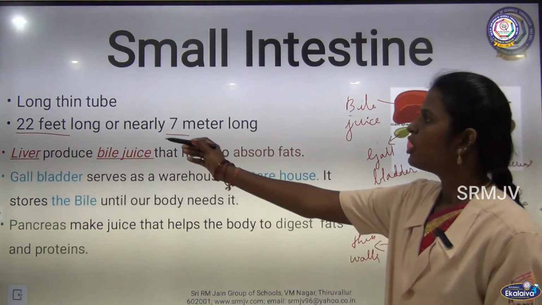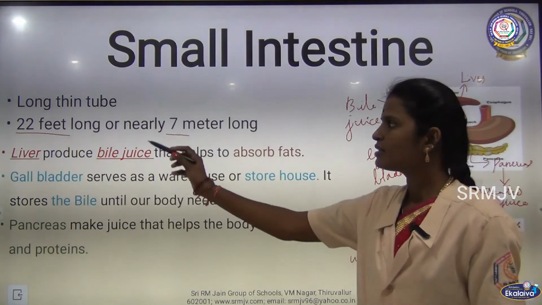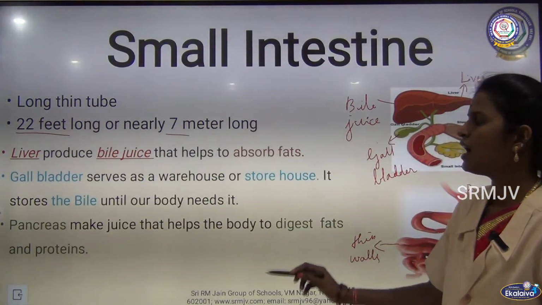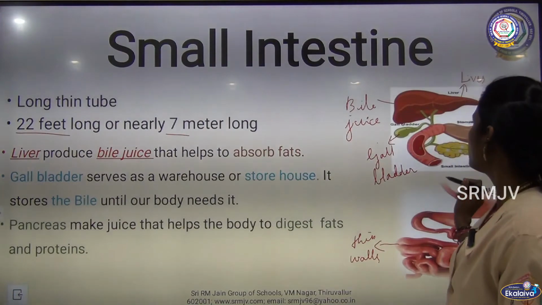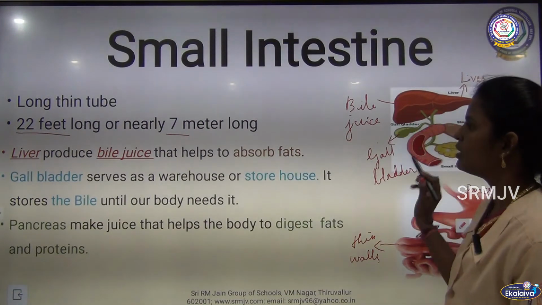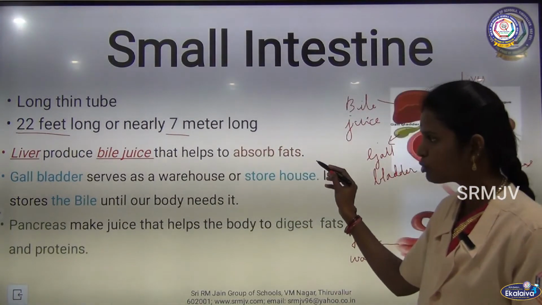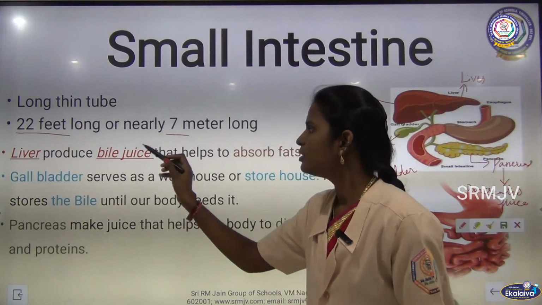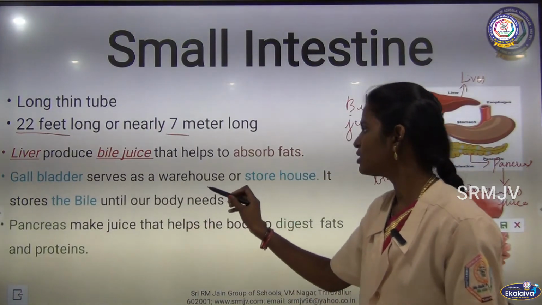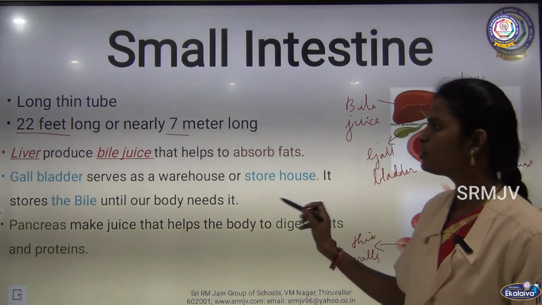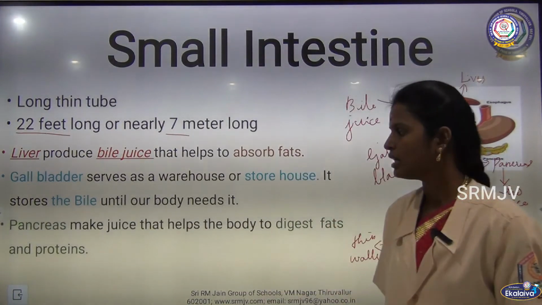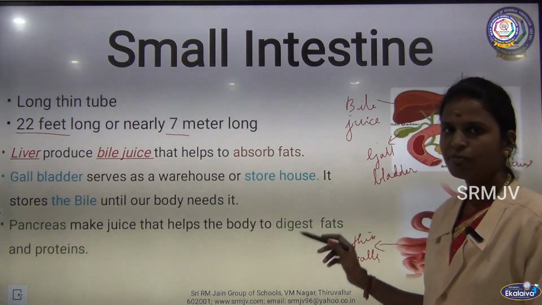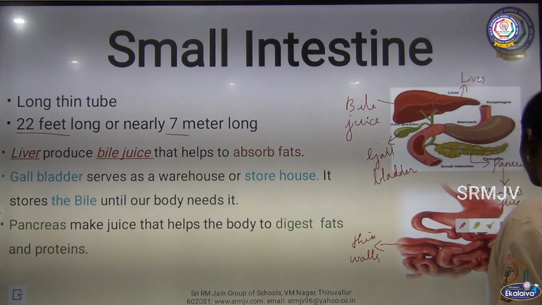Okay, so the small intestine is a long thin tube. The length is 22 feet, nearly 7 meters. Above the small intestine there is an organ called the liver. It produces bile juice that helps to absorb fat, and below that the gallbladder is there, and it stores the bile juice, so it serves as a warehouse or a storehouse. It stores the bile until our body needs it. Next is the pancreas. The pancreas makes juice that helps the body to digest fats and proteins.